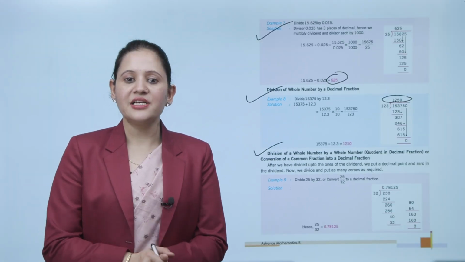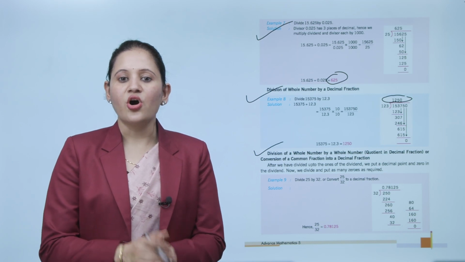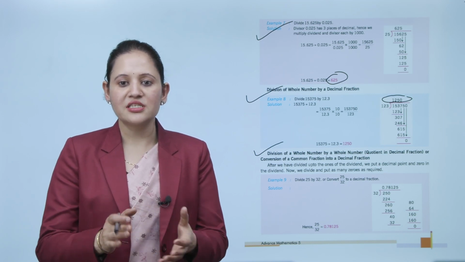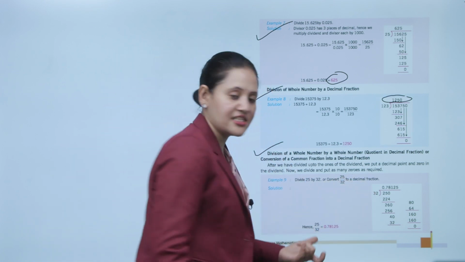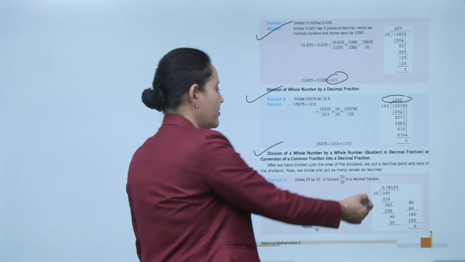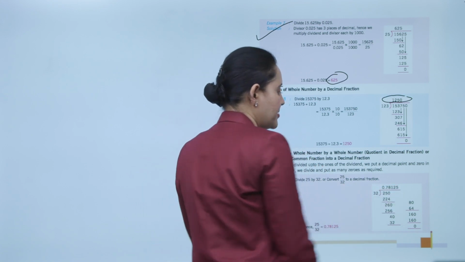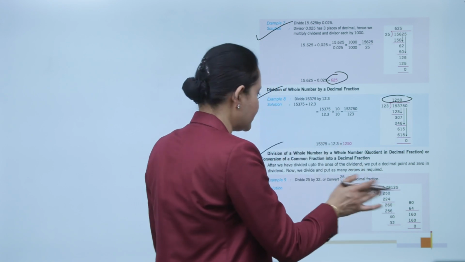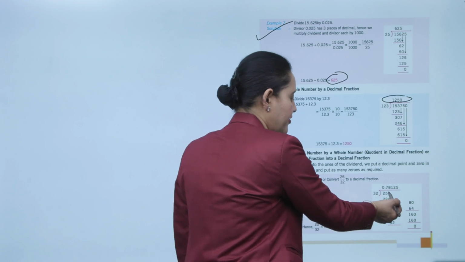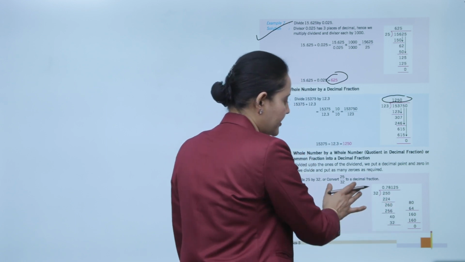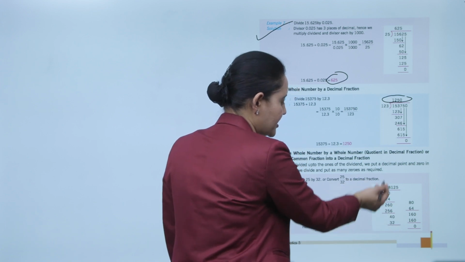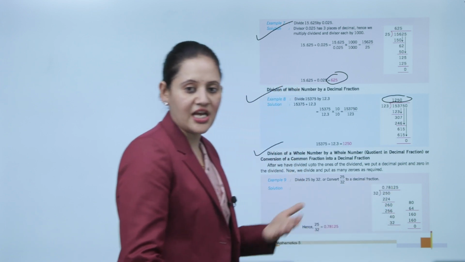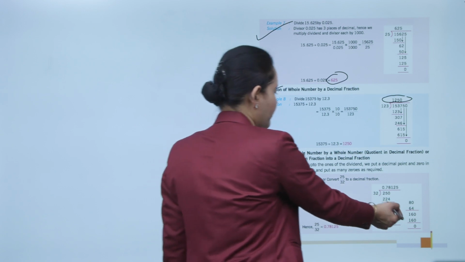We'll take an example. Divide 25 by 32, or convert 25 upon 32 into a decimal fraction. So 25 is less than 32. So we'll put a decimal in the quotient and then start dividing. After the decimal we'll put a 0 here, then divide, 32 7s are 224, subtract, 26, then we can add as many zeros as we want.